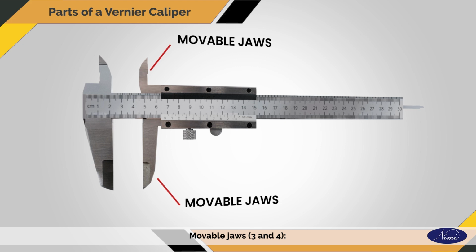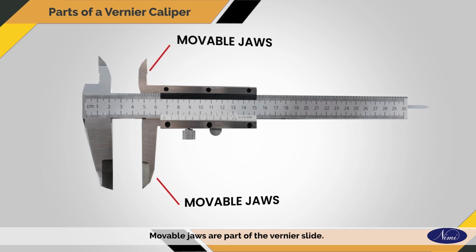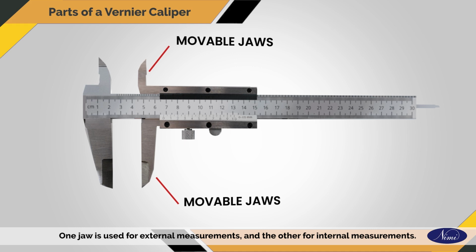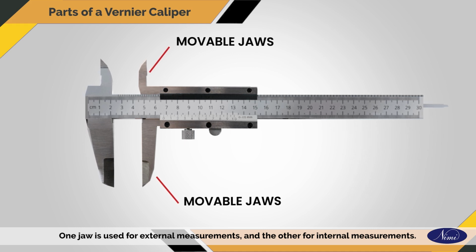Movable jaws 3 and 4. Movable jaws are part of the vernier slide. One jaw is used for external measurements and the other for internal measurements.